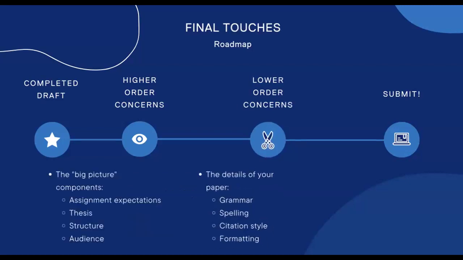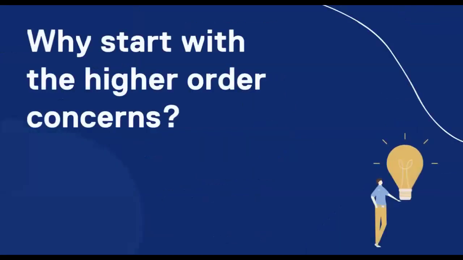On the other hand, the lower order concerns have to do with the finer details of the paper. Things like grammar and spelling, making sure that you're following the correct style guide in your citations, and general formatting of the paper. We strongly recommend that before tending to the lower order concerns, make sure you address the higher order concerns.